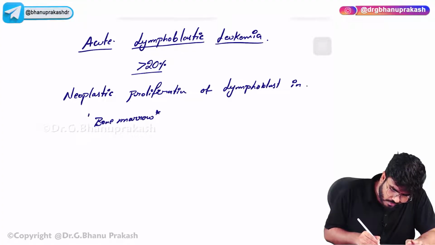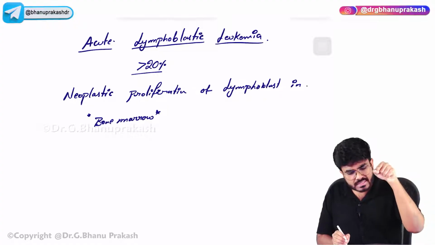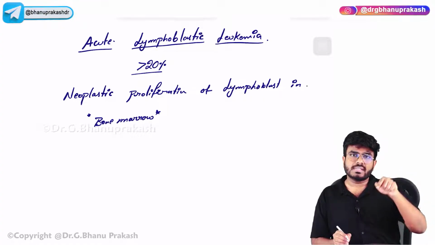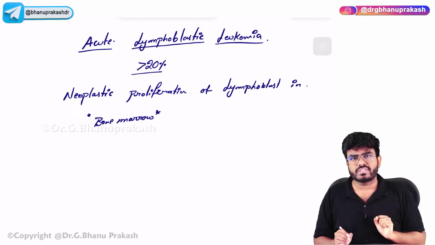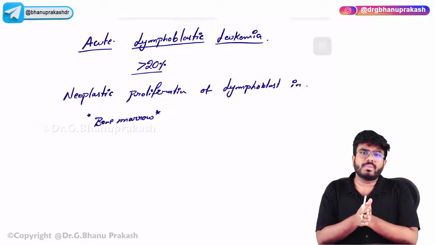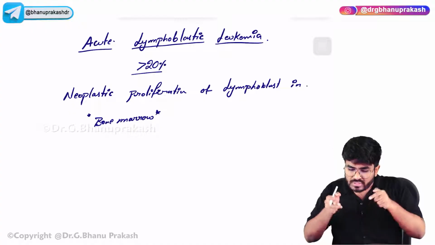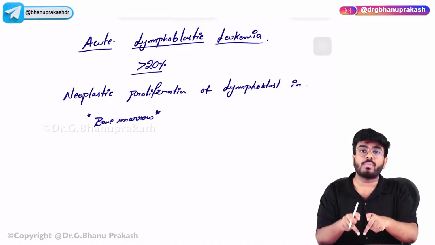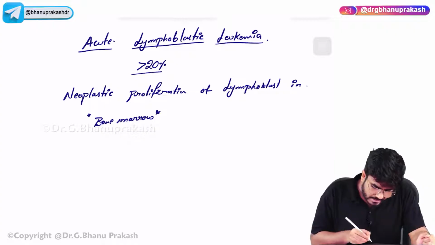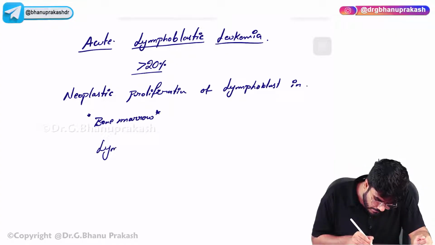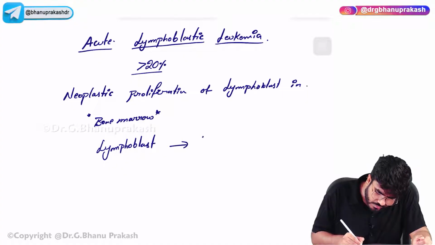Now my question is, how to say this is a lymphoblast, this is not a myeloblast, this is a lymphoblast? See, acute leukemias can be of two types: acute myeloblastic leukemia or acute lymphoblastic leukemia. How to say this is a lymphoblast? These lymphoblasts are positive for something called TdT. TdT positivity will be seen.